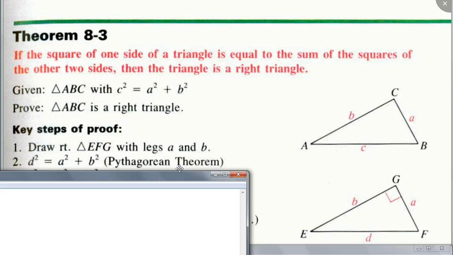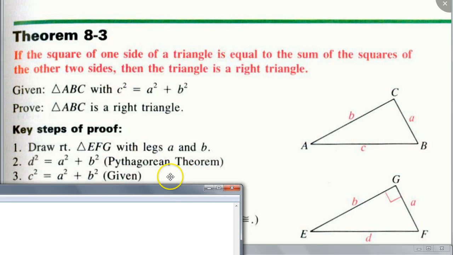If that's true, look at what's given to us. What do you know about the triangle that was given to us? Even though we don't know it's a right triangle right now, we do know something about its sides. It has some sort of relationship. C squared is equal to what? A squared plus B squared. So take a look at this. If D squared is equal to A squared plus B squared, and C squared is equal to A squared plus B squared, what can you tell me about D squared and C squared?